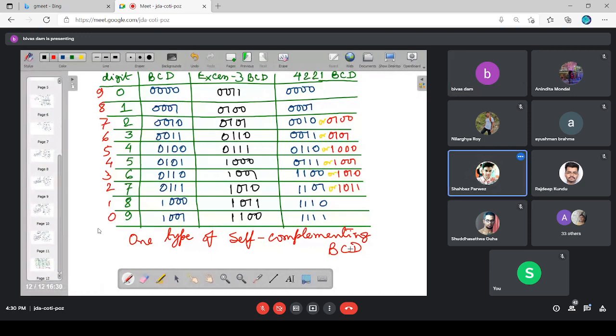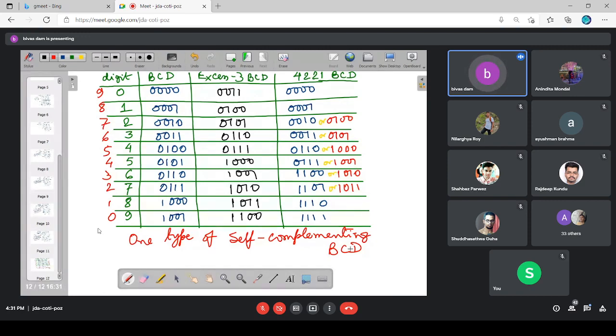1 1 1 1. So that's the 9's complement of 0. See that 8 and 1, they are also self-complementing. From 8 I can go to 1, and from 1 I can come to 8 by simply bitwise complementation. So they are self-complementing, and 8 and 1 are 9's complement of each other.